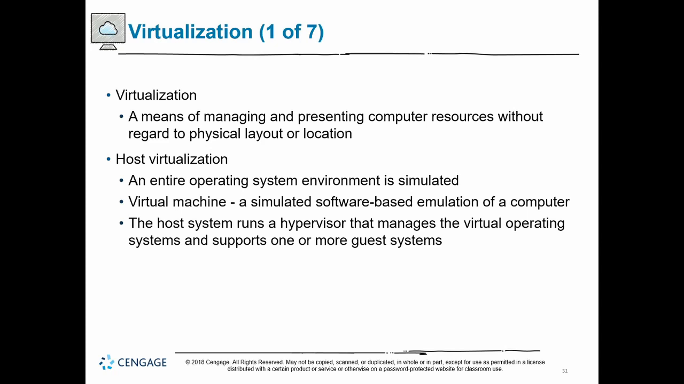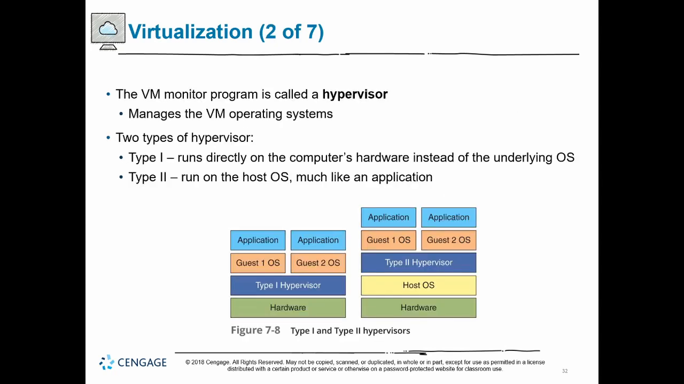The host system runs a hypervisor that manages the virtual operating systems and supports one or more guest systems. The VM monitor program is called a hypervisor; it manages the VM operating systems. There are two types of hypervisors. Type 1 runs directly on the computer's hardware instead of the underlying operating system. Type 2 runs on the host operating system, much like an application. So as you can see here, Type 1 hypervisor runs on the hardware. Type 2 runs on the operating system.